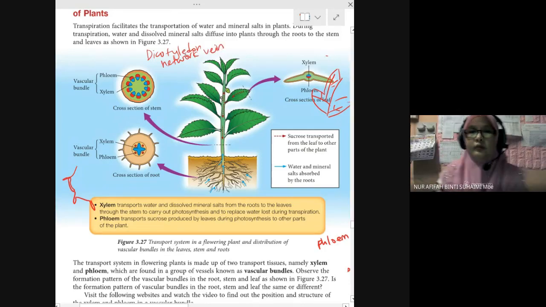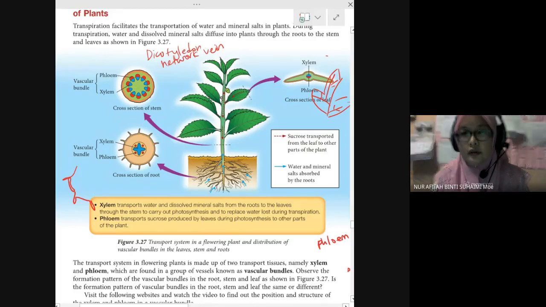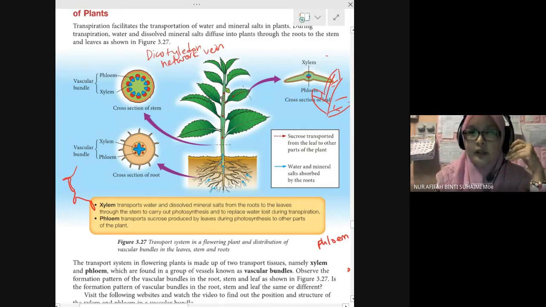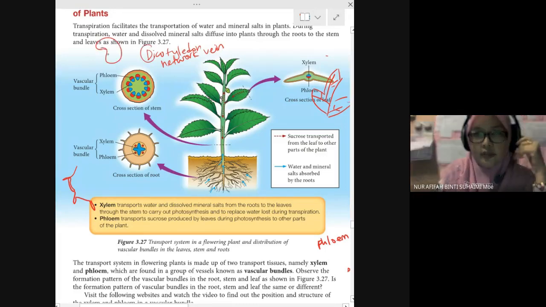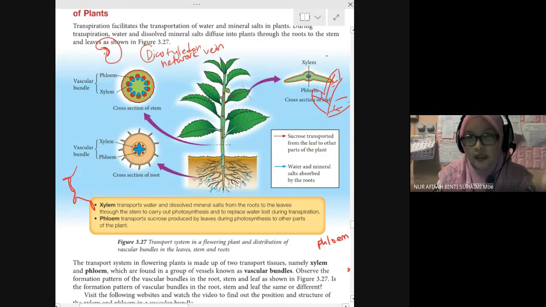Okay, we have dicotyledon and monocotyledon, right? Have you learned this one? The type of plant, dicotyledon, monocotyledon. Di means two seed. Dicotyledon means two seed, like the bean. You can split it into two, right? You usually eat groundnut, you can break it into two, right? So we call it dicotyledon.